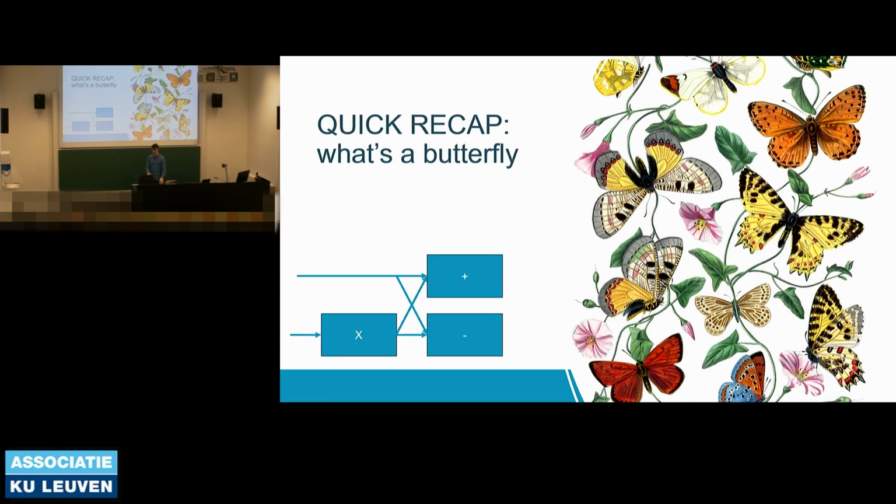So a quick recap. What is a butterfly circuit? A butterfly circuit consists of just 3 operations. Modular multiplication, in the case of an NTT, or complex multiplication in case of an FFT, a modular addition, and a modular subtraction. And of course, the multiplication is going to require the most logic.